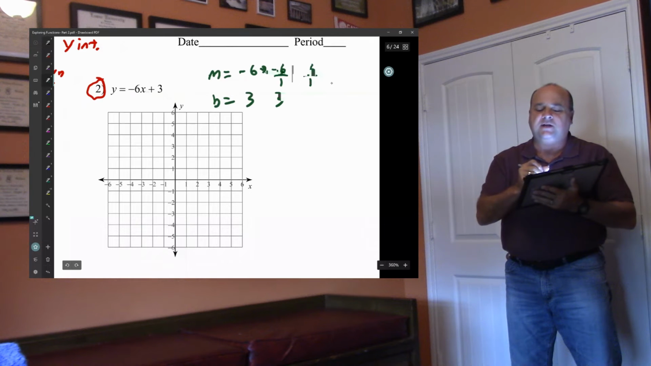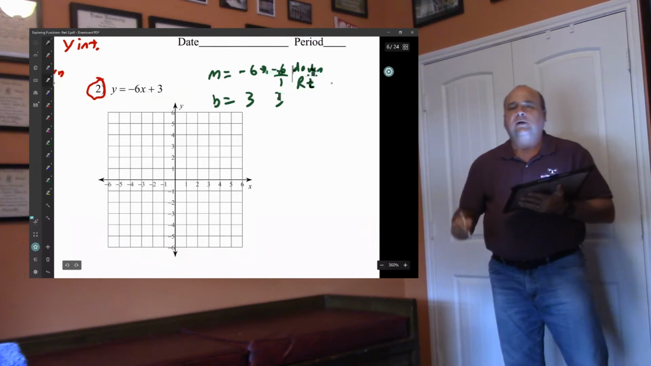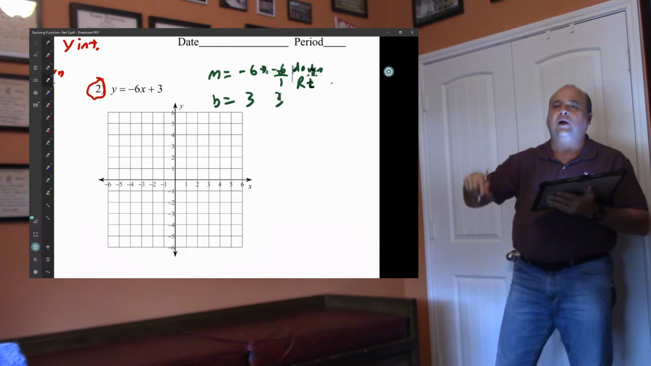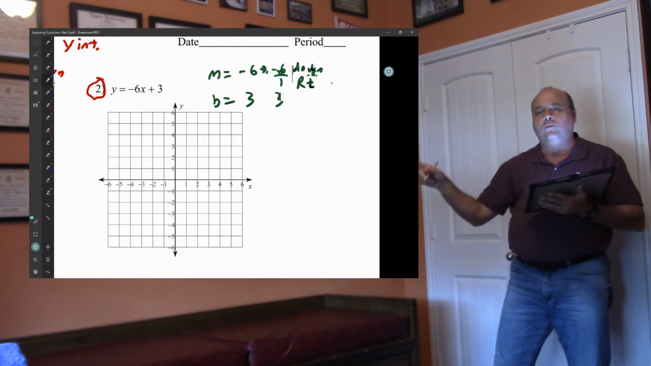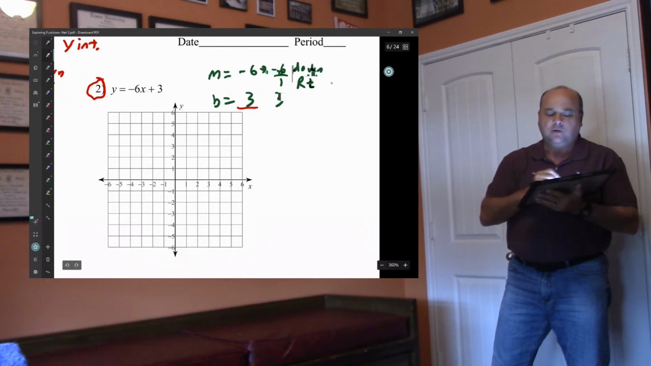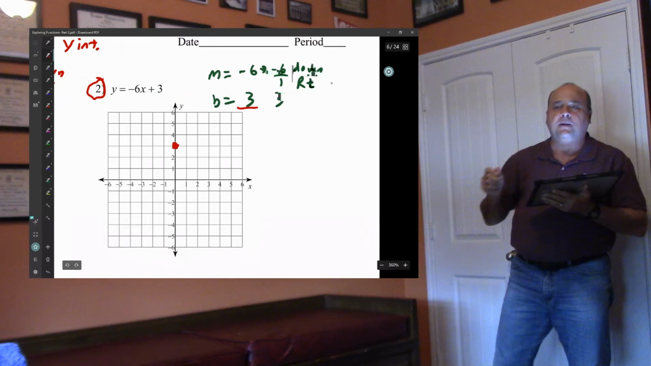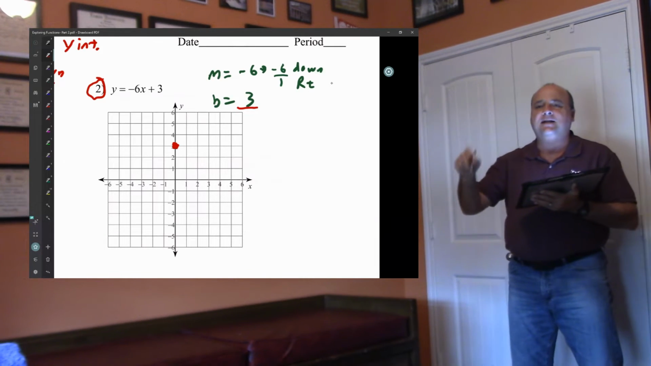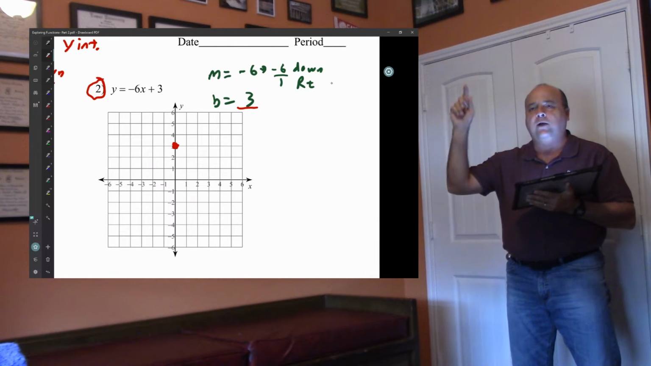Since the top number is negative, this tells me to go down and to the right. Okay, so I'm going to start with my starting number, and then I'm going to go down 6, right 1. Piece of cake, huh? So my starting number is 3, so go to the y-axis on 3, that's my y-intercept, and then from that dot, I'm going to go down 6, right 1.